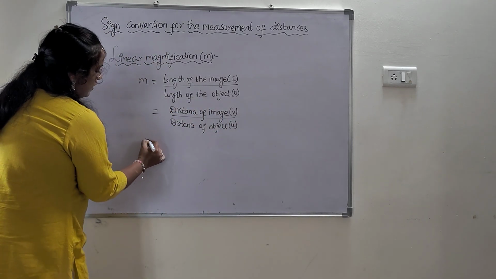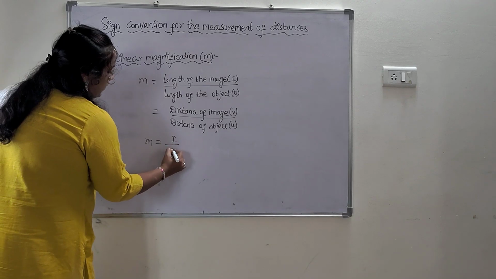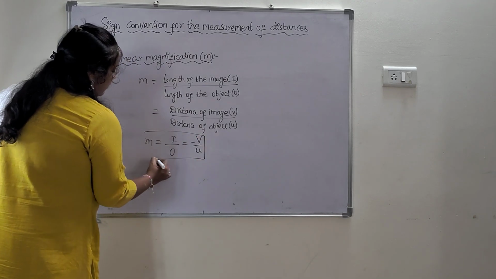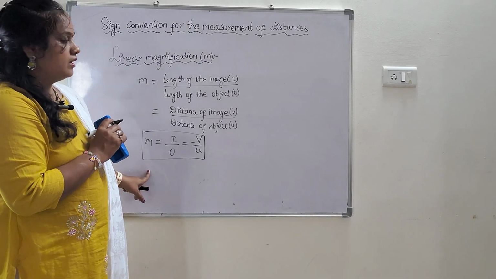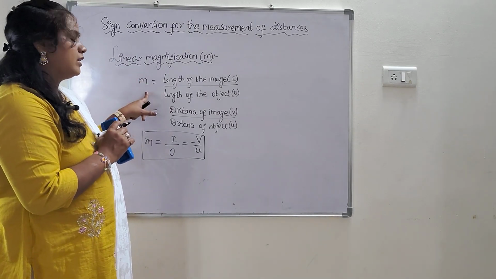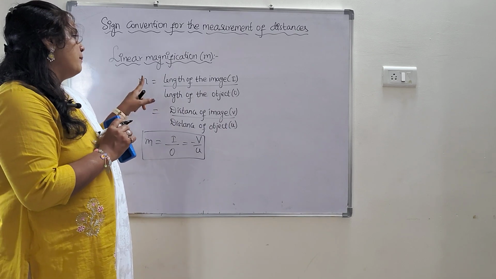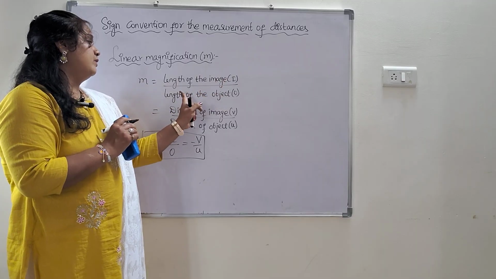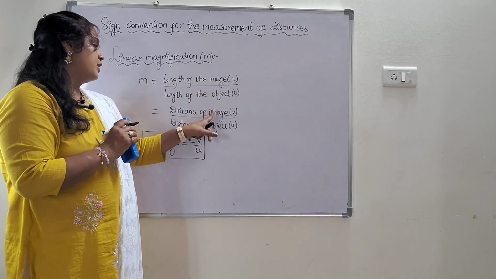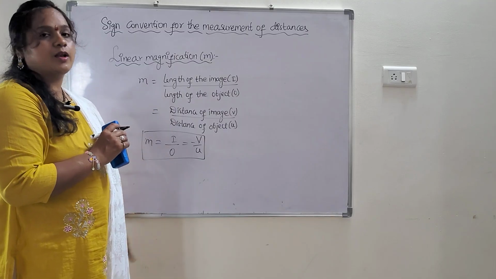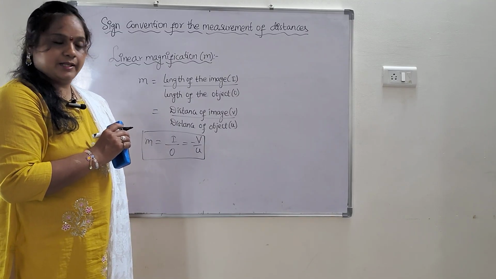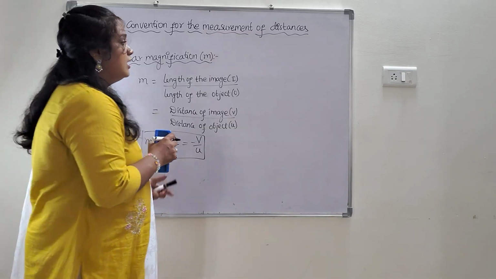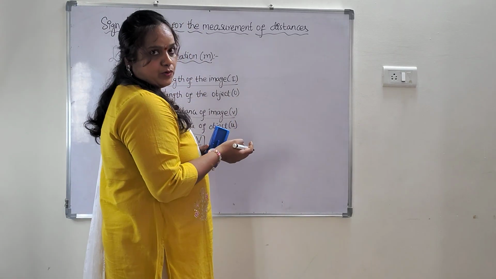So what is the formula? M is equal to I by O is equal to minus V by U. This is the formula. Magnification and linear magnification, both are the same. Magnification is the ratio of the length of the image to the length of the object, equal to the distance of the image to the distance of the object. Here is another tip: how to remember magnification, especially for real image and virtual image.